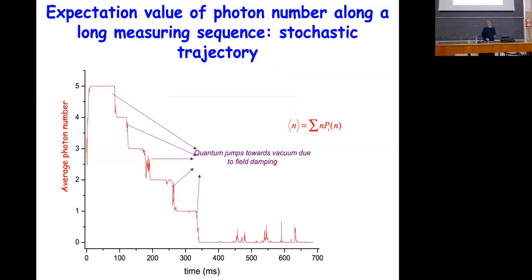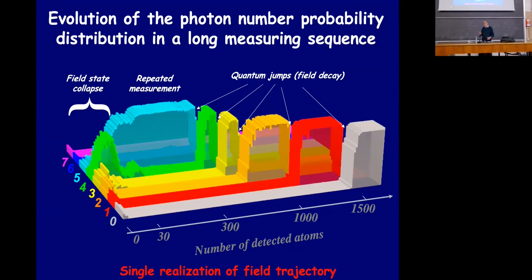The initial state with 5 photons is due to a thermal state? No, it's a coherent state. It's exactly the same experiment as before. We start with a coherent state, and then a 5 photon state is selected in this case. And we follow how this 5 photon state evolves in the following.